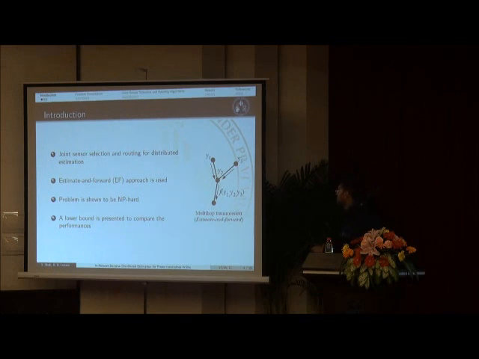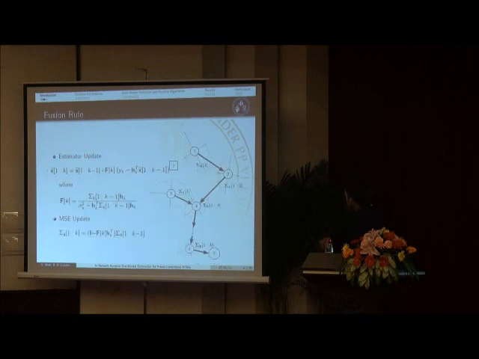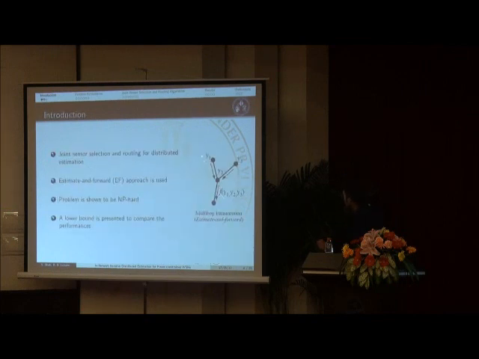Basically, we use an estimate-and-forward approach. That is, each sensor in the network measures its own measurement and fuses all the measurements it receives from its child sensors. For example, in the figure, Y1 and Y3 are child sensors for Y2, which fuses all the other measurements into a single flow and sends it to its parent node along the path. So this is what we call estimate and forward. Later I will discuss it a little more.